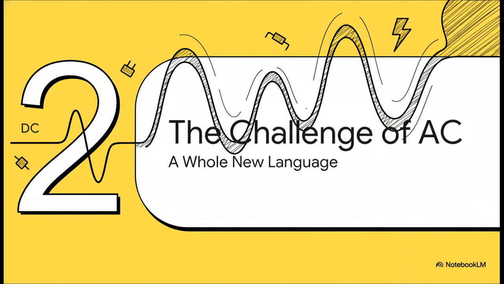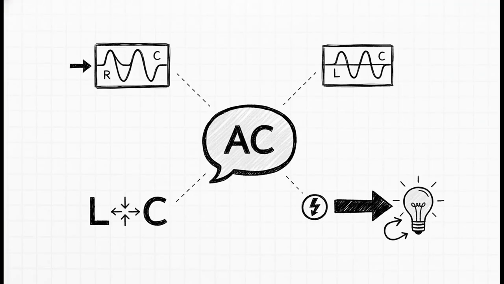When we get into alternating current, or AC, it's like learning a whole new language with its own vocabulary and grammar. But as you can probably guess by now, the exams show us it just comes down to a few new keywords. And here it is, the core vocabulary list for AC circuits.